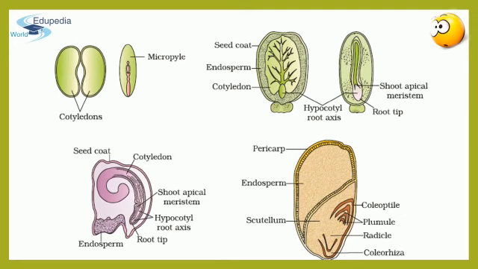So, what is a seed? In angiosperms, seed is the final product of sexual reproduction. It is a fertilized ovule formed inside fruits. Typically, a seed consists of one or two integuments or seed coat, cotyledons and an embryo axis.